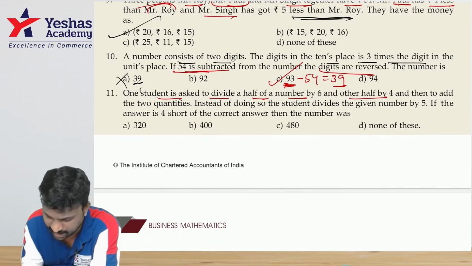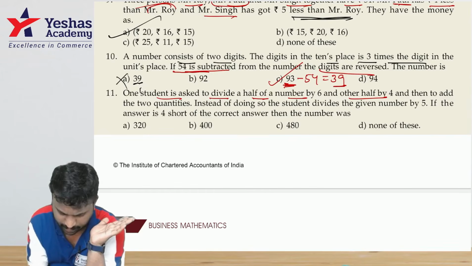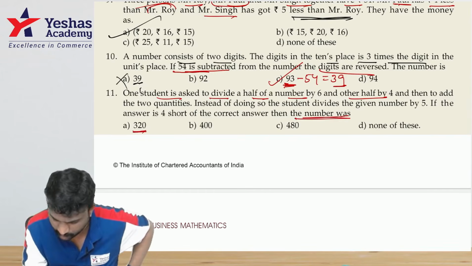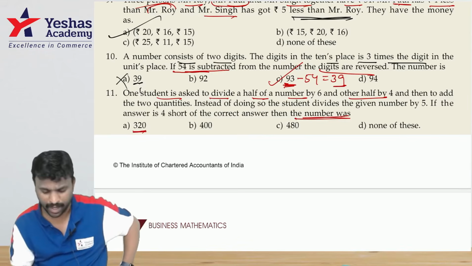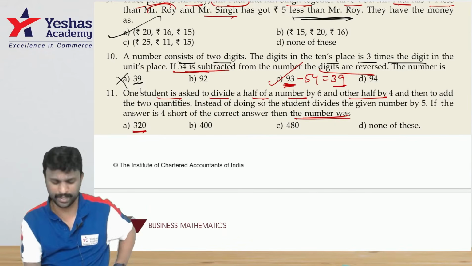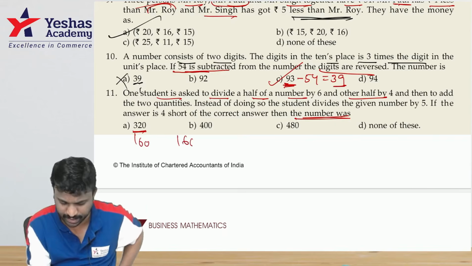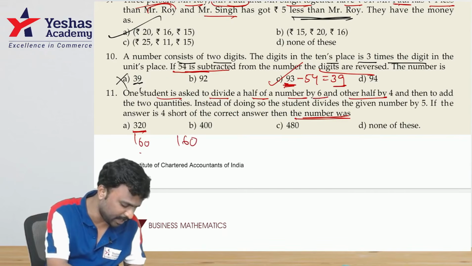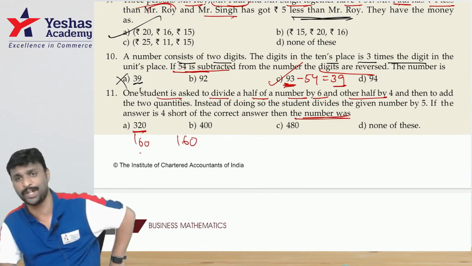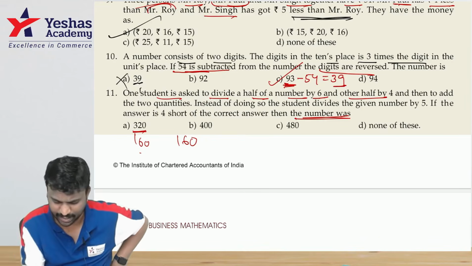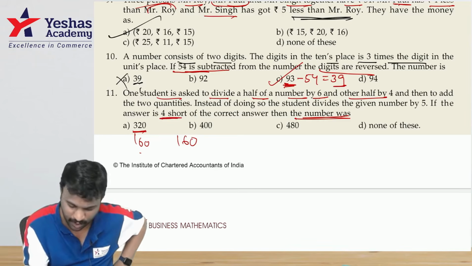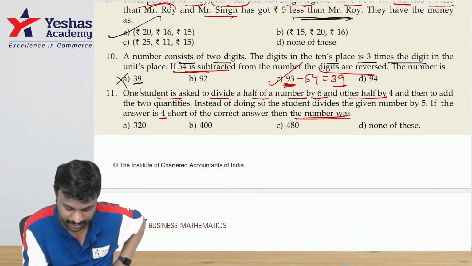6 and the other half by 4. Guys, if I take this 320 as a number, because the number was what? They're asking what the number is. If I take 320 as the number, what is half of the number? 160 and 160, correct? So 160 should be divided by 6. 160 divided by 6 is 26.666. Guys, definitely it's not going to be a whole number. So if it is not a whole number, please avoid such an option.